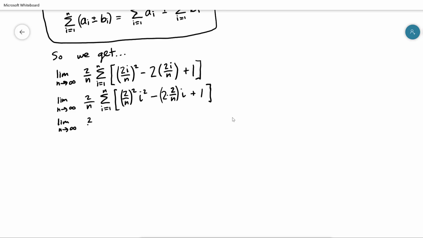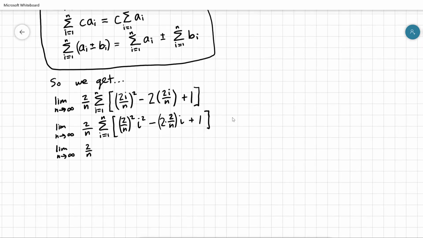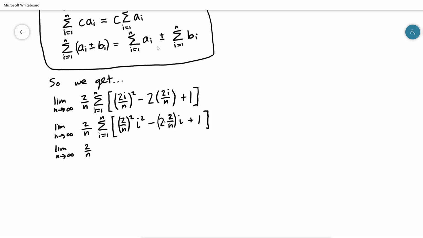For this piece, I'm going to have my 2 over n. Let's break it up into a bunch of separate sums using this bottom rule. I've got a sum of 3 separate terms, so I can break that into 3 separate sums. I'm going to use a couple of rules at once. This part has no dependence on i, so I'm going to pull it outside the sum. So I can rewrite this first one: again, there's that big 2 over n, but I'm going to pull out this 2 squared over n, that's 4 over n squared, times the sum from i equals 1 to n of i squared.